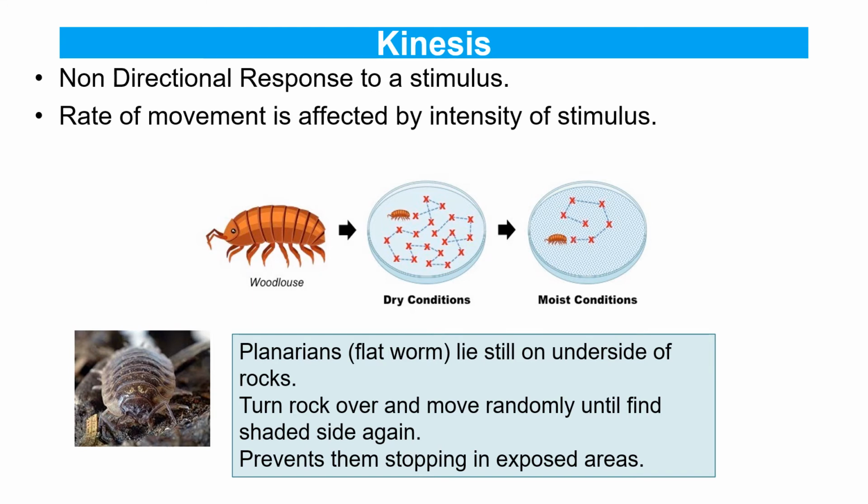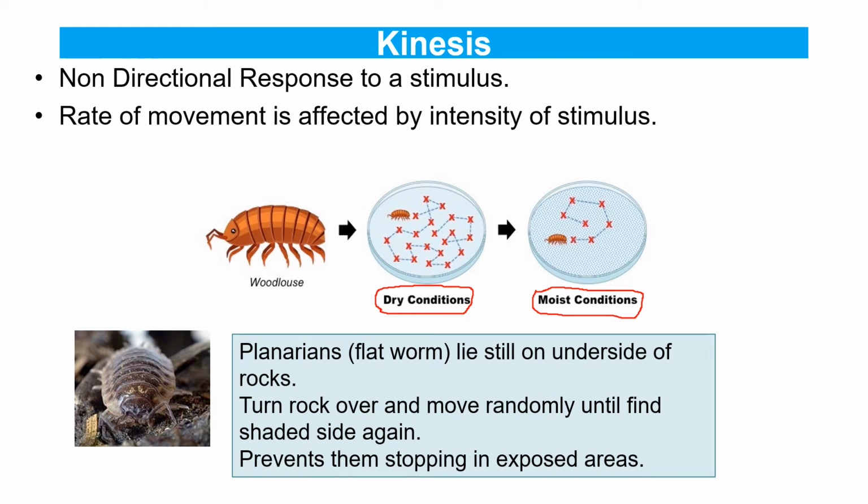So real simple behaviours are kinesis, and these are non-directional responses to a stimulus. So for example, you've got here the rate of movement of a woodlice. It's not directional. If you put woodlice in unfavourable conditions, as this dry petri dish shows here, they will continue to move fast, and they only slow down as soon as they find favourable conditions. They prefer moist and dark conditions. They will slow down and stop moving. So they're not actually searching actively for those moist conditions. What they're doing is just moving fast until they find those moist conditions by chance.